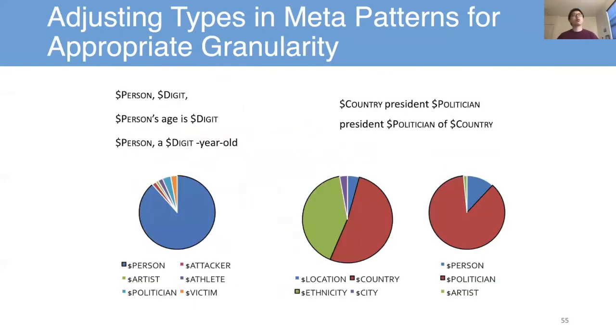It's also interesting that we want to adjust the types in the meta pattern for the appropriate granularity. We want to make sure that age is the attribute for a person. It's not a specific attribute of an artist or a politician. It's quite a general attribute of a person. So we will look at the distribution of these things and realize, okay, person actually dominates this, so we will stop the pattern at the person type level. And if you look at the president, we will realize that location only has a very small portion of this, while we actually have the majority of them for country. That's why we will assign president as an attribute to country instead of location. We will assign it to politician instead of a general person. This is another novelty of this meta pattern.